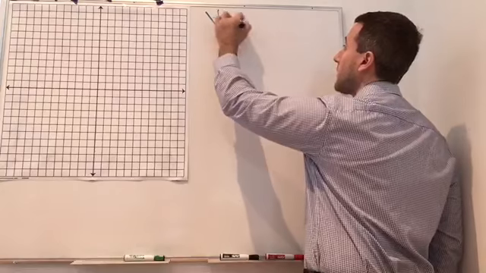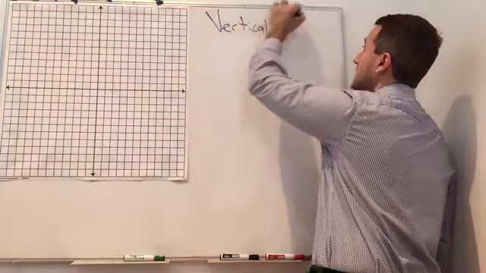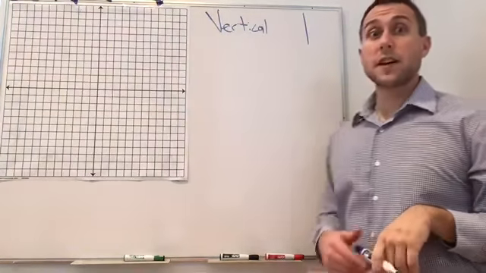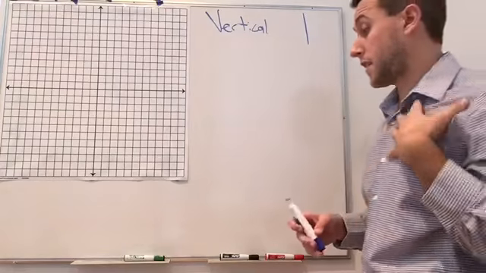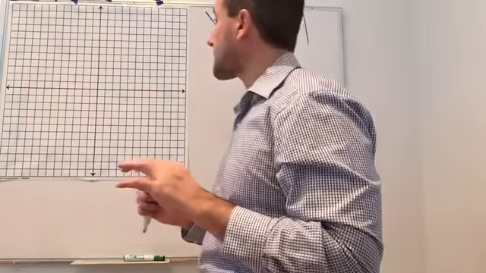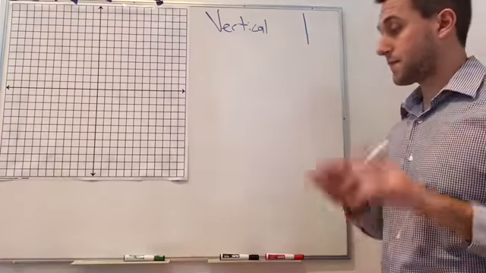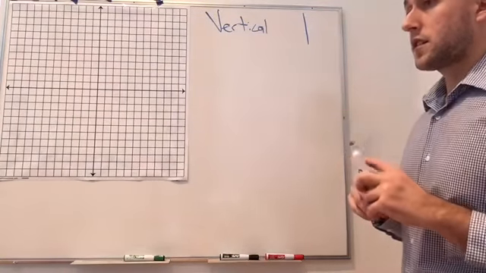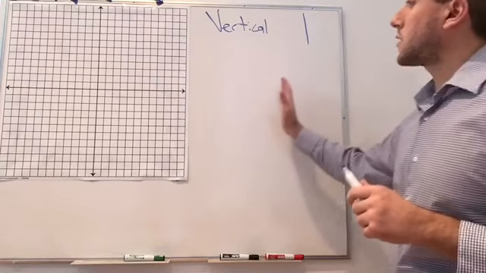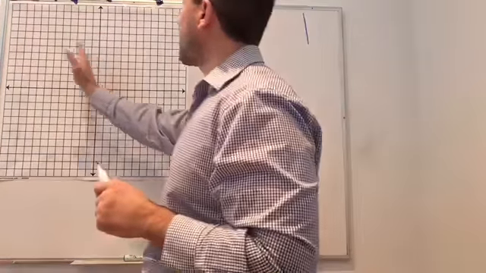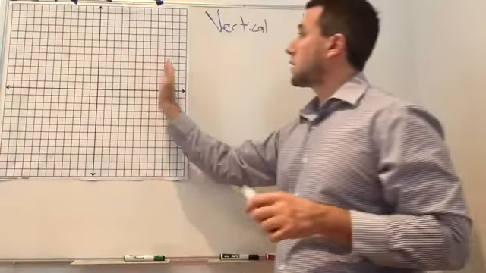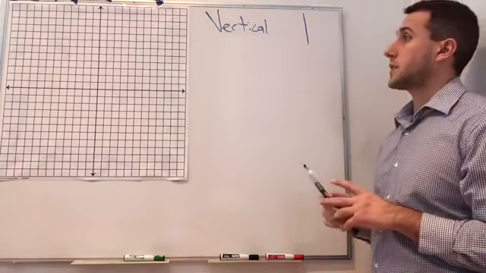Important to know our vocab. Vertical is straight up and down. Vertical is the straight up and down ones. So if we have to graph a vertical line, you think about it, it's just got to be straight up and down. Anywhere on this graph, it could be anywhere, but it's got to be straight up and down.